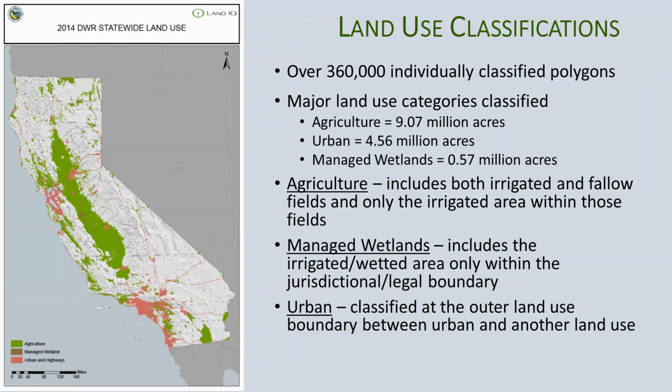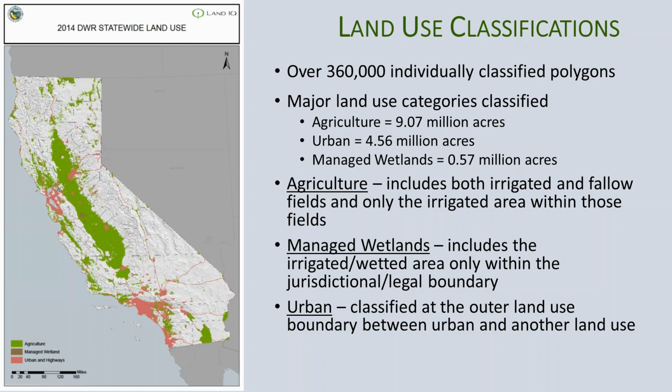So here's some of the stats. We classified over 360,000 different polygons across the state. These are kind of unique stats that you can use at the dinner table if you'd like. And here in California, in 2014, we had a little over 9 million acres of irrigated ground.